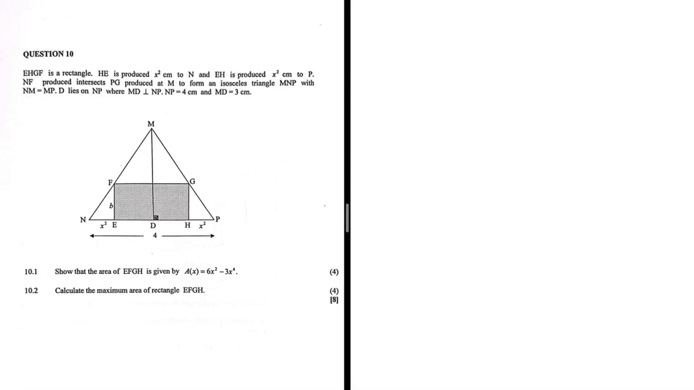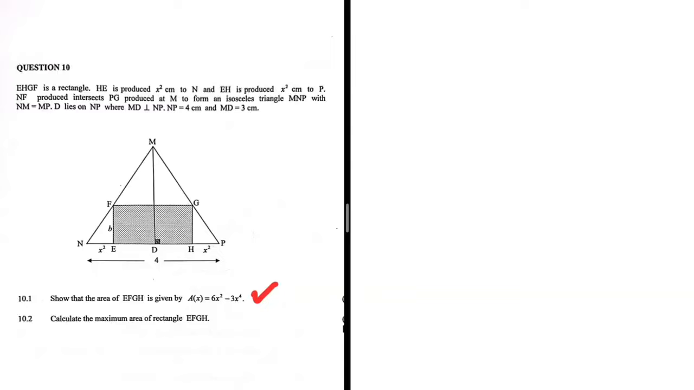This is a very special question. 10.1. Show that the area of EFGH is given by A(x) = 6x² - 3x⁴. So let's go ahead and take a look at our question statement and see how we can potentially solve this question.